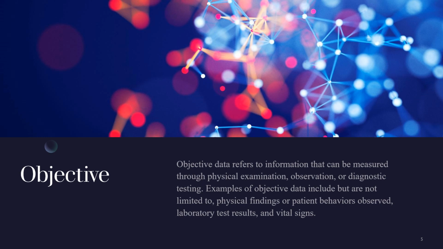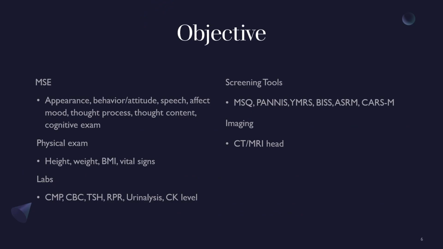Objective information. Objective data refers to information that we can measure. This is done through a physical exam, observing the patient, and diagnostic testing. Examples of objective data include, but aren't limited to, physical findings, the patient's behaviors that we're observing, lab results, and the patient's vital signs. Objective behavior can be the mental status exam: appearance, behavior, attitude, speech, affect, mood, thought process, thought content. For a physical exam, we want to get the height, weight, BMI, and vital signs.